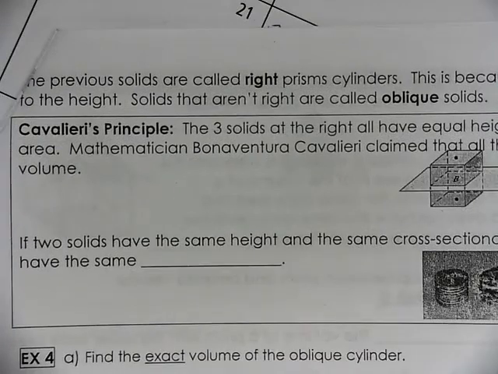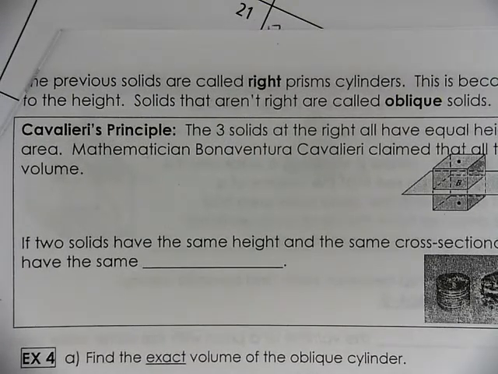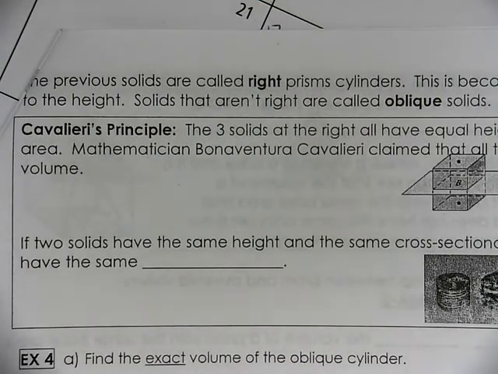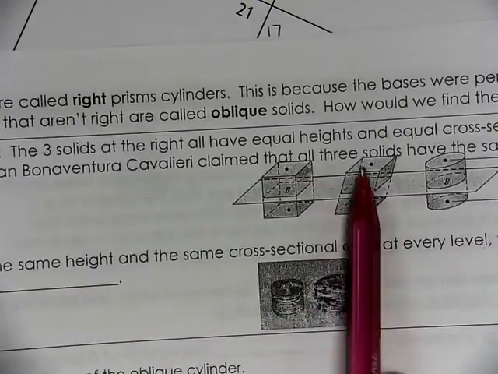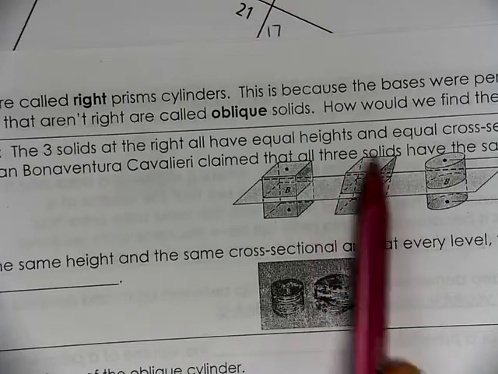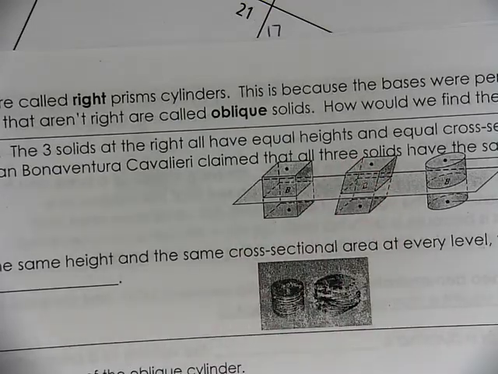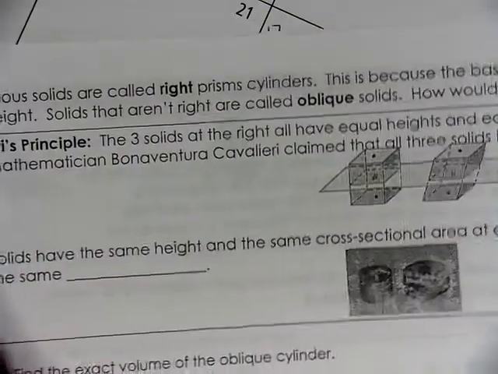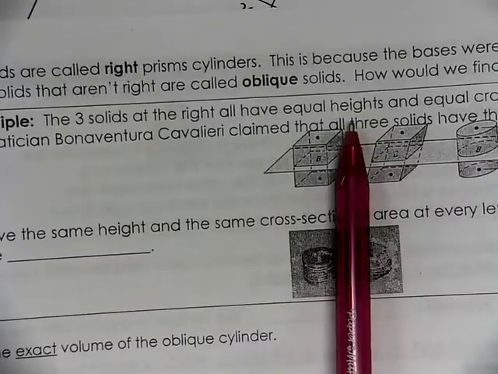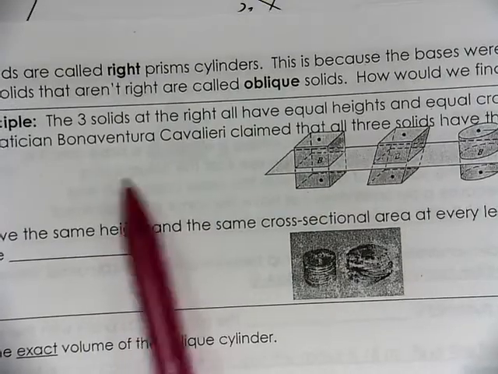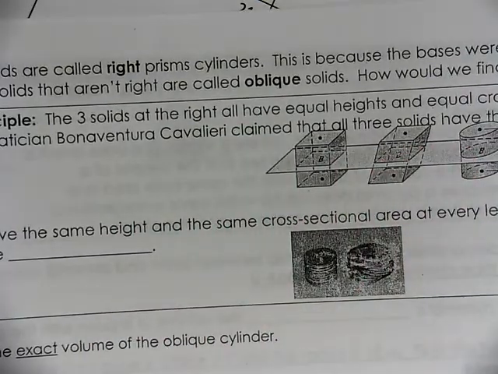Okay, what happens if the prism or the cylinder is not a right prism or a right cylinder, meaning it's not straight up and down? There are ones that aren't straight up and down, like this guy. This is called an oblique prism. Have you ever seen the Leaning Tower of Pisa, where it's slanted? That's an oblique cylinder. But Cavalieri said, basically, if you have solids that all have the same height and the same cross-section, then all of them will have the same volume.